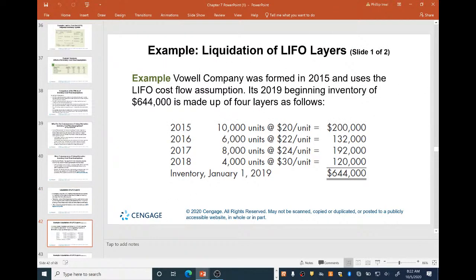Example, liquidation of LIFO layers. Let's say Val Company was formed in 2015 and uses the LIFO cost flow assumption. Its 2019 beginning inventory of 644 is made up of 4 layers as follows. So here's the inventory on January 1. It said it was 644. We can see the total, and we can see the years' layers: 10,000 units at $20 a unit, and so on to make up the total inventory.